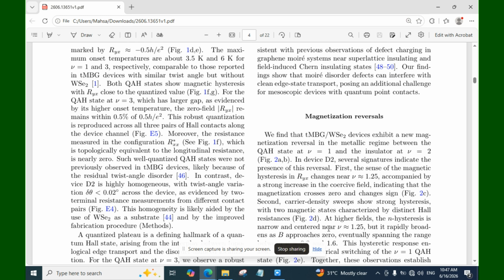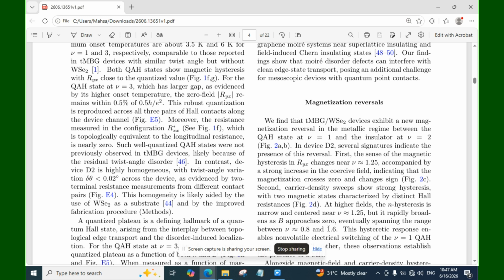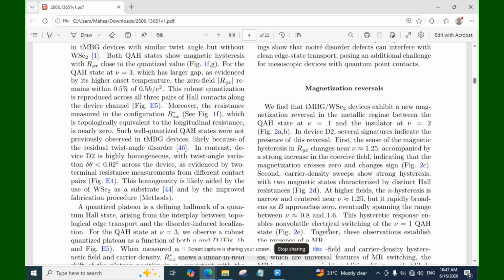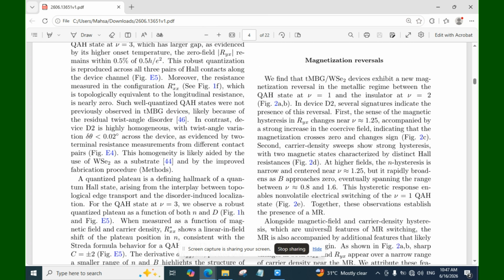Such well-quantized anomalous Hall states were not previously observed in TMBG devices, likely because of residual twist angle disorder. In contrast, device D2 is highly homogeneous, with twist angle variation delta theta less than 0.02 degrees across the device, as evidenced by two-terminal resistance measurements from different contact pairs. This homogeneity is likely aided by the use of WSe2 as substrate and by the improved fabrication methods.